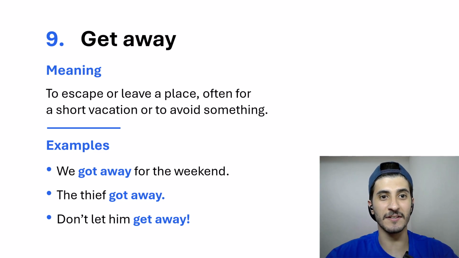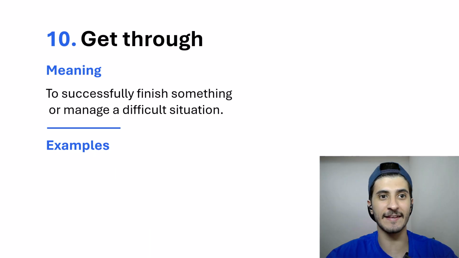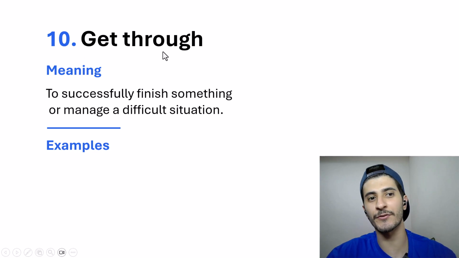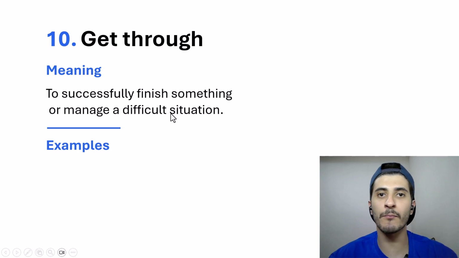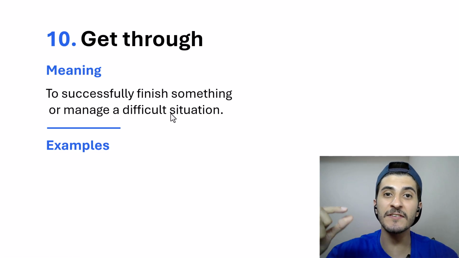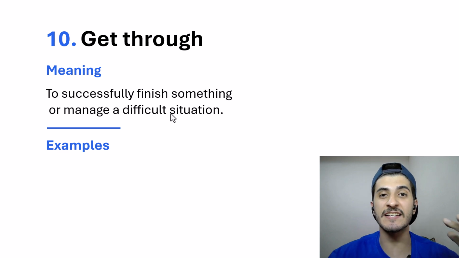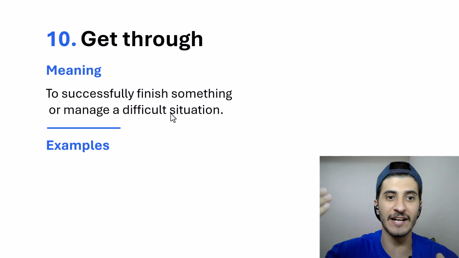Okay, that was the ninth phrasal verb, and the last but not least, get through. Get through. And the meaning is to successfully finish something or manage a difficult or hard situation. Let's say you have a problem and I say you can get through it. It means you can successfully finish it. You can get past it, actually.